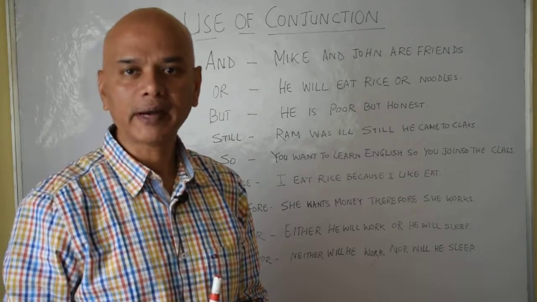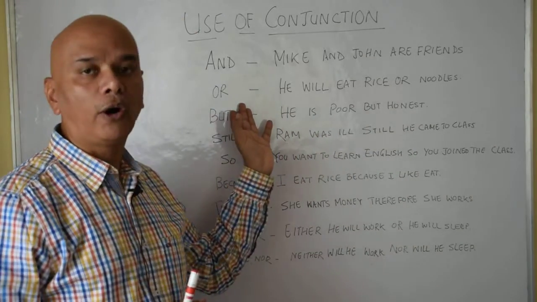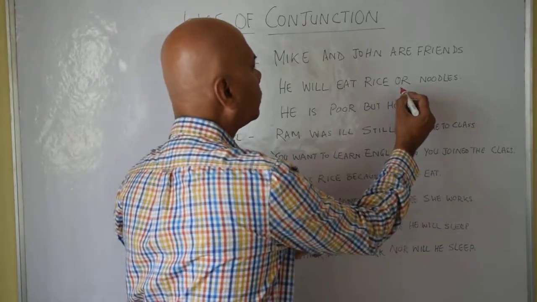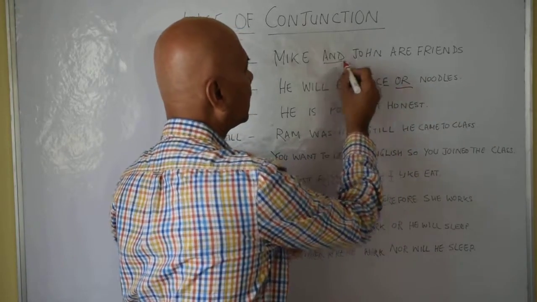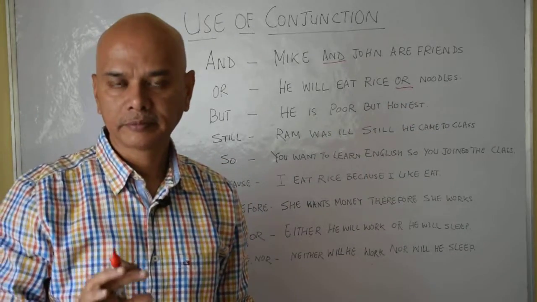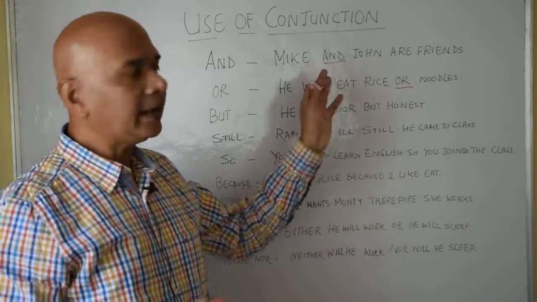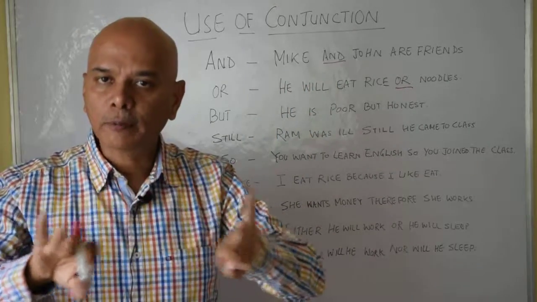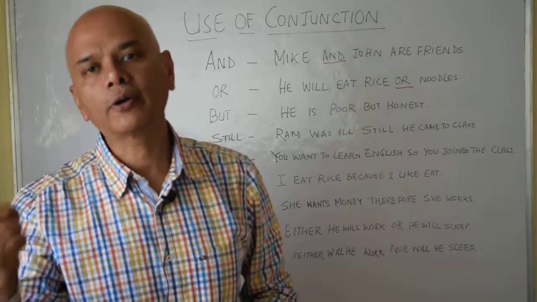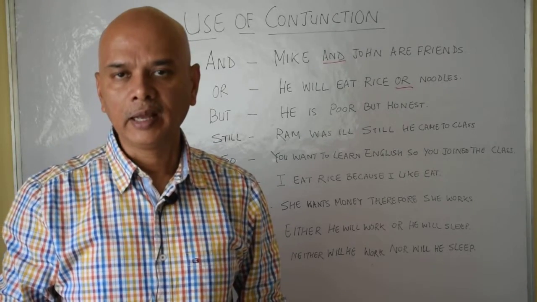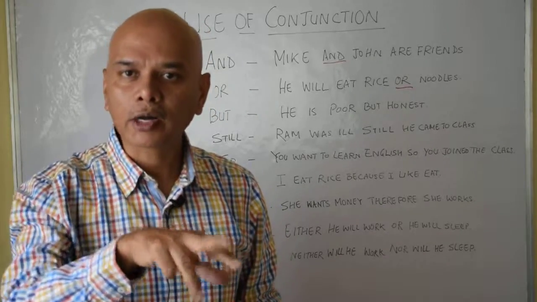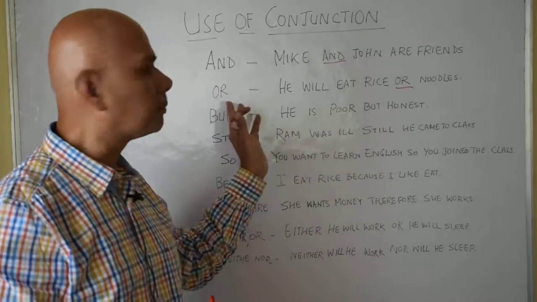Another example of and. Next is or. He will eat rice or noodles. Option. And is for together. Or is for option, either one. I will drink tea or coffee. I will teach or read. I will walk or run. These are examples of or.